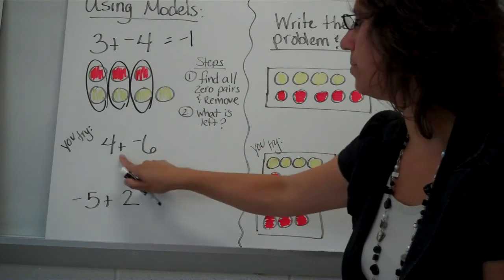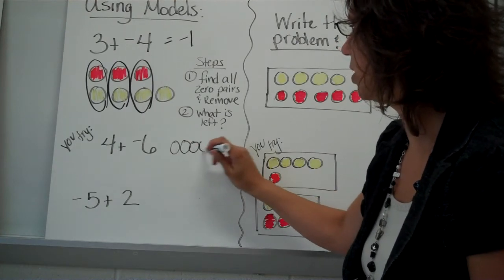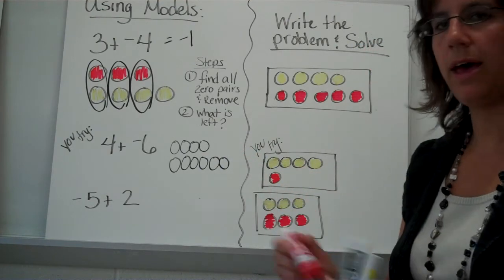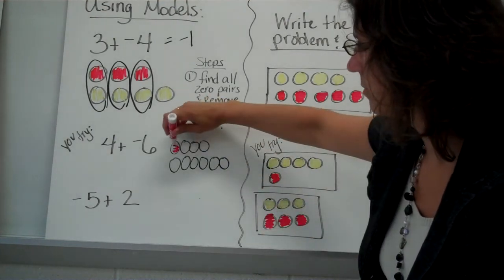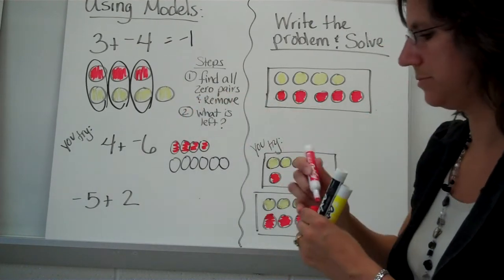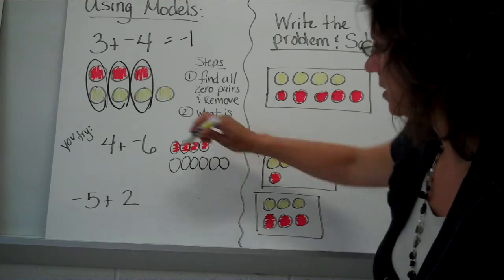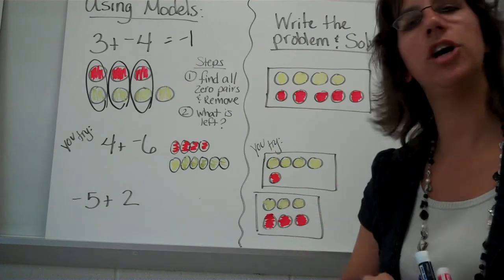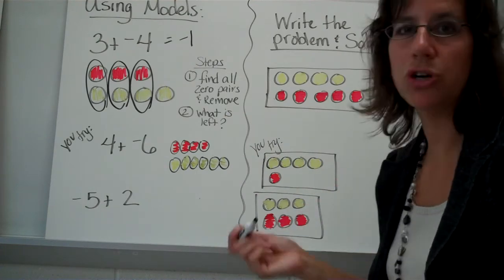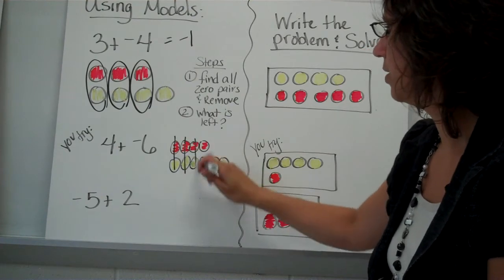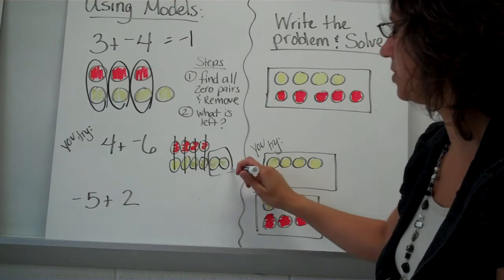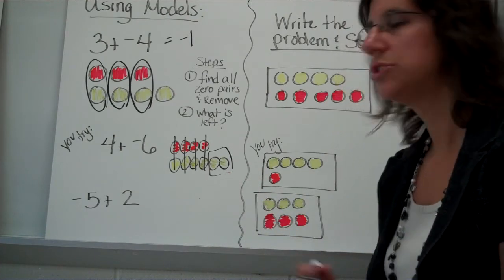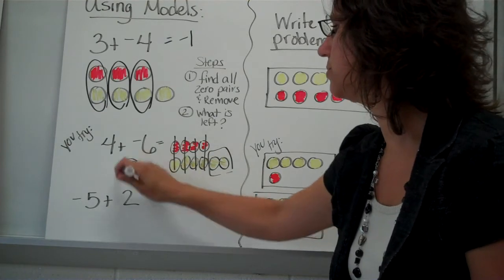Awesome. All right, so 4 + -6. We have the +4, so we've got 4 red circles, and we've got 6 negative circles. We're going to find all of our zero pairs. You can either circle them or cross them out, doesn't matter. Find all your zero pairs, and what is left is your final answer. We have 2 yellow circles left, and each yellow circle represents a -1. So our answer is -2.